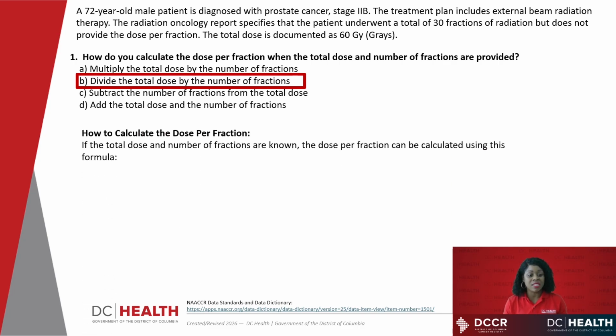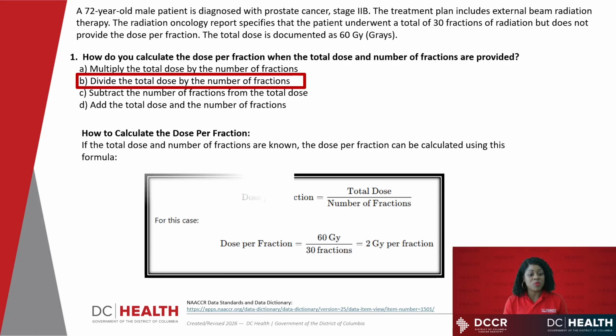Here is how you calculate the dose per fraction. If the total dose and the number of fractions are known, the dose per fraction can be calculated using this formula. Dose per fraction equals 60 gray divided by 30 fractions equals 2 gray per fraction.